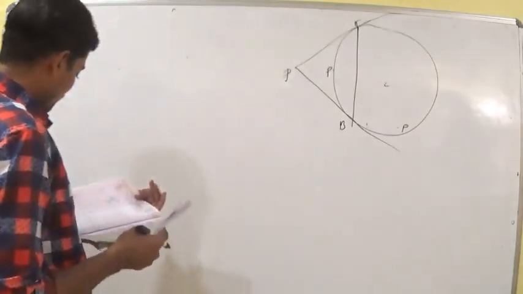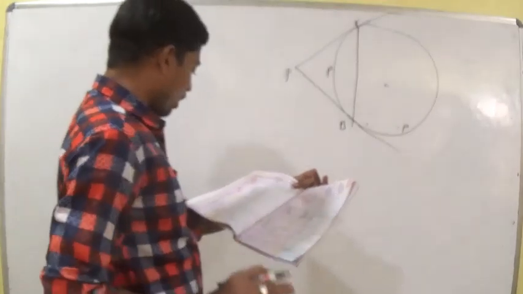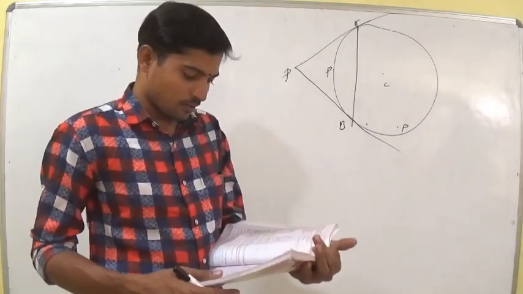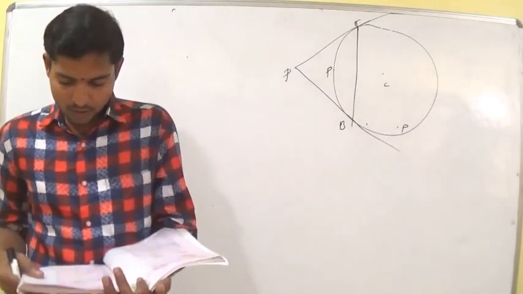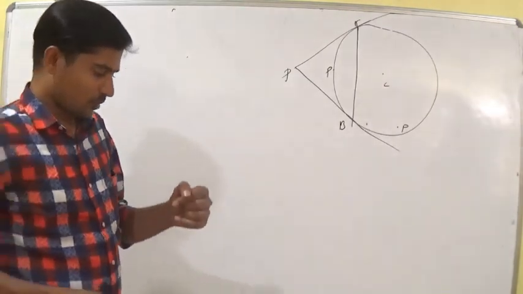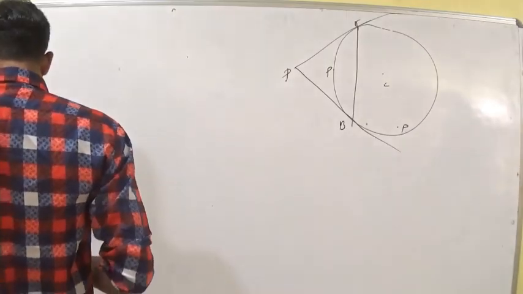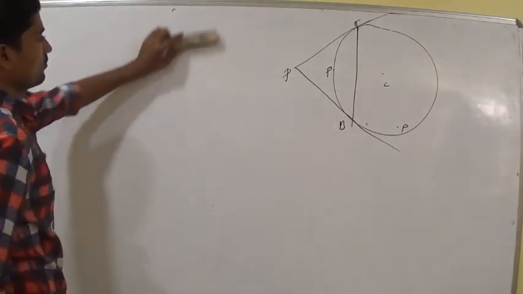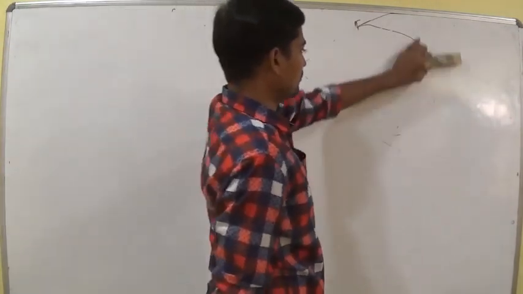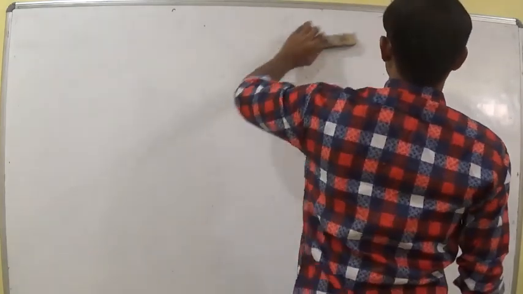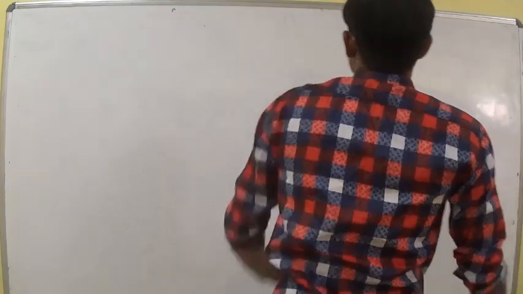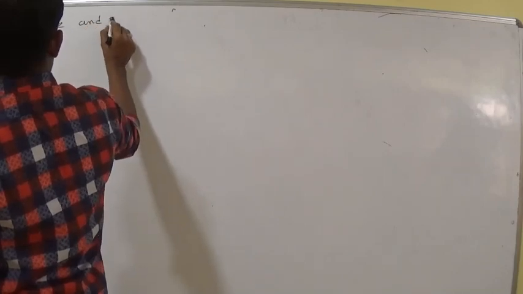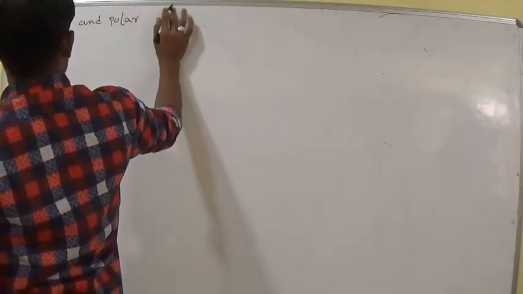Now the next thing is pole and polar. Very important things. Let us see how it will be, the cases also. Pole and polar. Let us see.